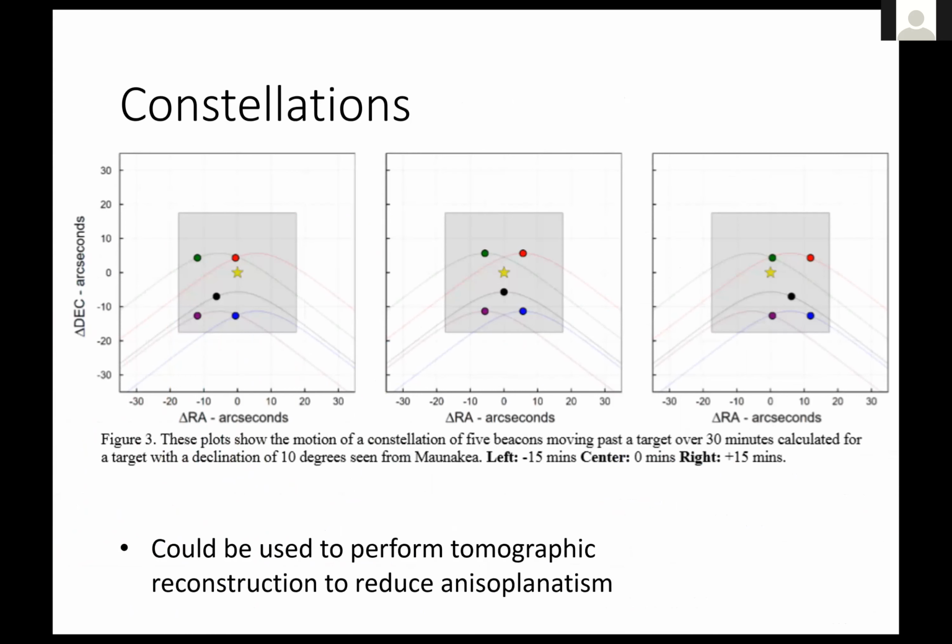It could also be interesting if we could launch a constellation of these laser guide stars so that we could perform tomographic reconstruction to reduce the effects of anisoplanatism. So here's a constellation that we imagined moving past a target, the declination of 10 degrees, seen from Mauna Kea.